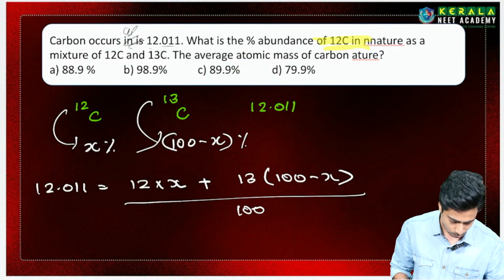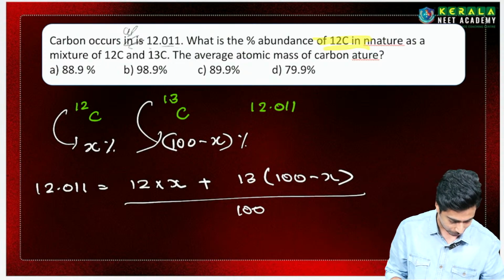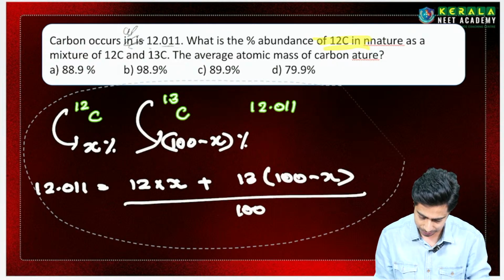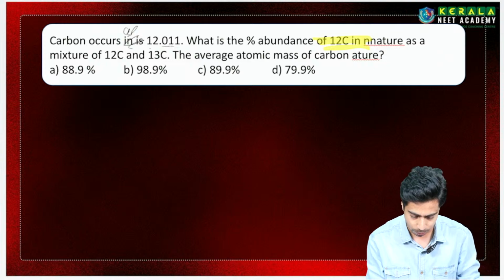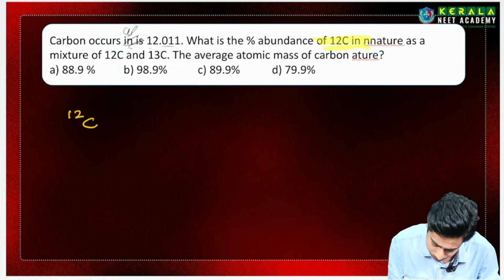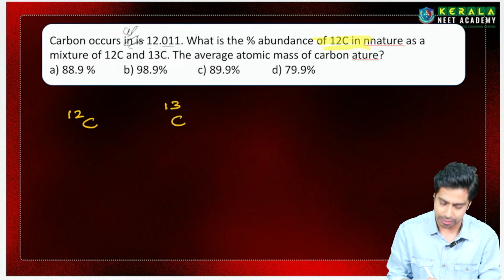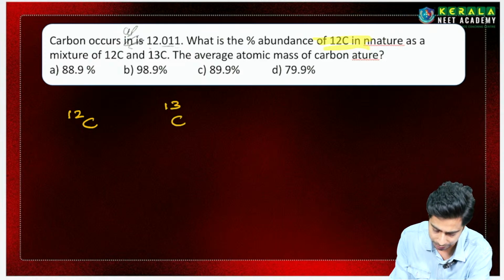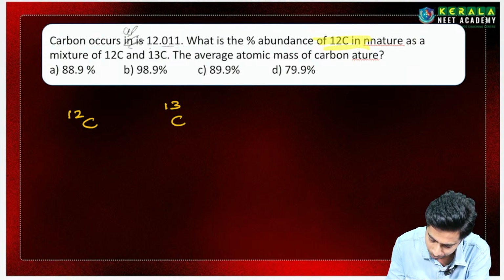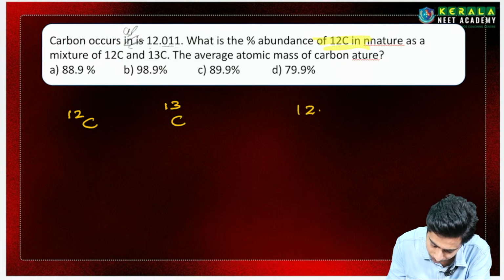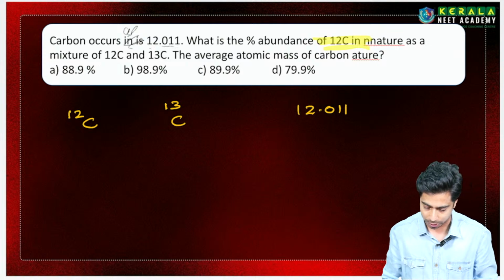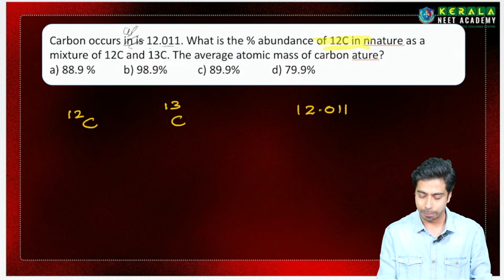How can you do it? Everyone good, giving the good answers? Now listen here. In order to do this numerical, you can also apply the shortcut. We have C12 and C13, and the average atomic mass is 12.011. So what is the percentage abundance of carbon 12?